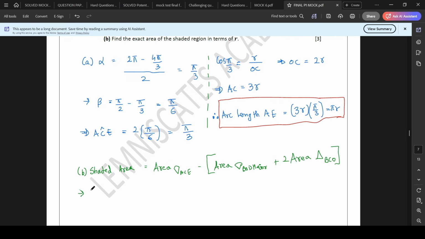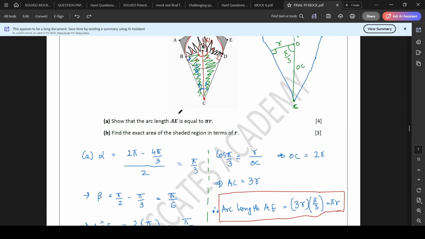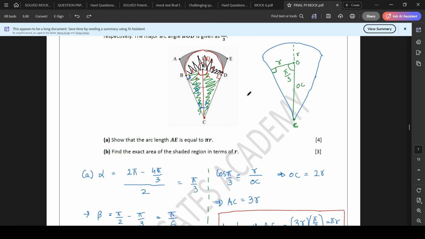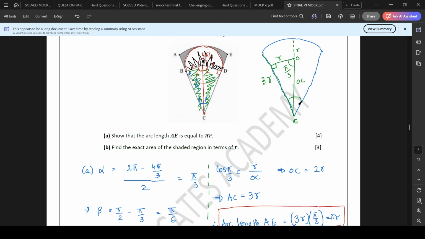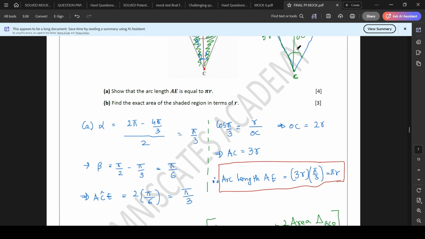And I'll say that my shaded area is equal to, what is my area of the sector ACE? The area of the sector ACE, the radius is, I know the radius is 3r. This radius is 3r. And the angle over here was pi by 3.